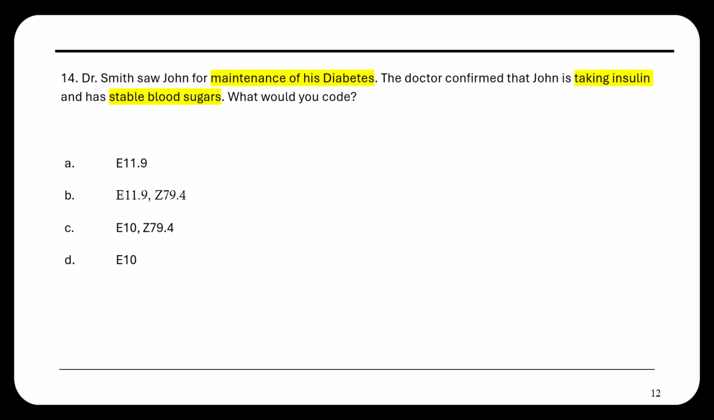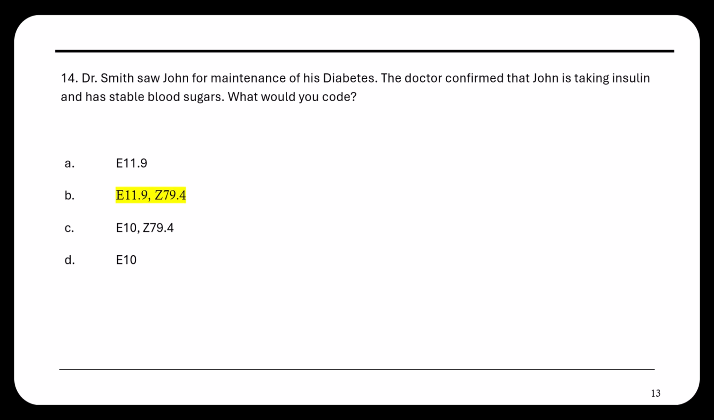Okay, if it's stable, we only have two choices. We have E11.9 and E11. That's diabetes type 2 with no complications. In this case, we're saying they're stable. So the Z79 is actually the long-term use of taking insulin.